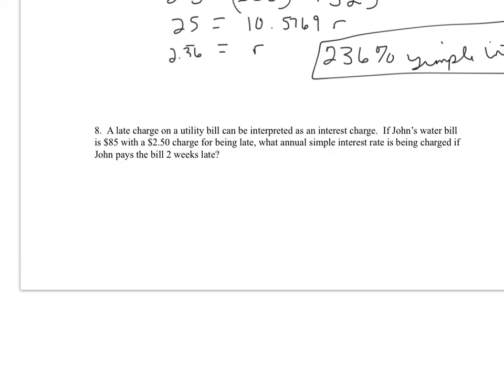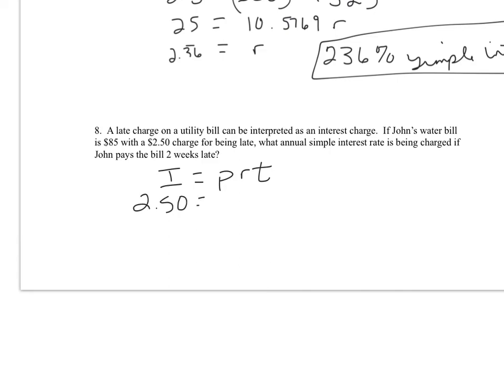Okay, here's another example. A late charge on a utility bill can be interpreted as an interest charge. If John's water bill is $85 and there's a $2.50 charge for being late, what annual simple interest rate is being charged if John pays the bill 2 weeks late? So again, this one is easy to calculate what the interest amount is because they've told us that charge, and he has to pay $2.50 as a late fee.